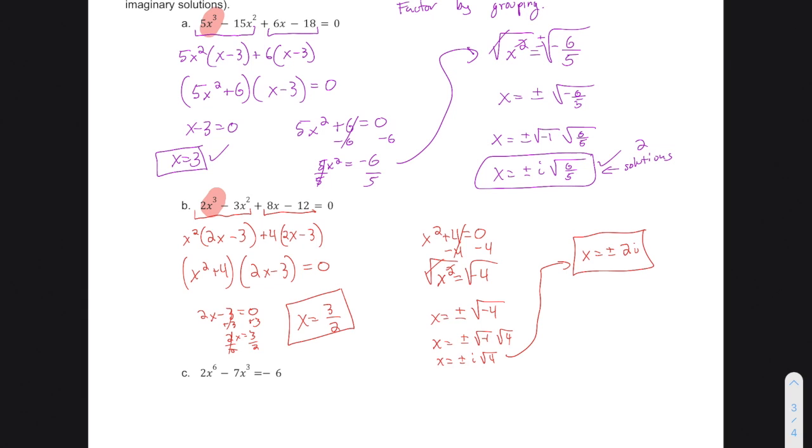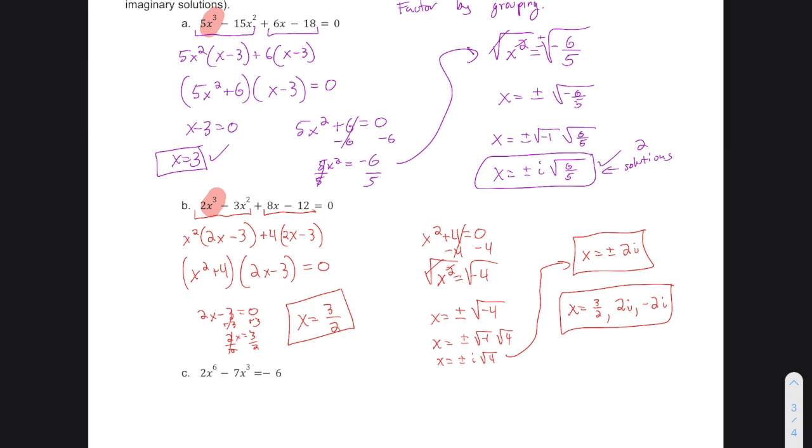And so those are our other two solutions. Because if we were to write them all out, we can say x equals 3/2, x equals 2i, and x equals negative 2i. So this is a way that we could write all three of our solutions. Sometimes we just write plus or minus 2i to condense those two into a simpler format.